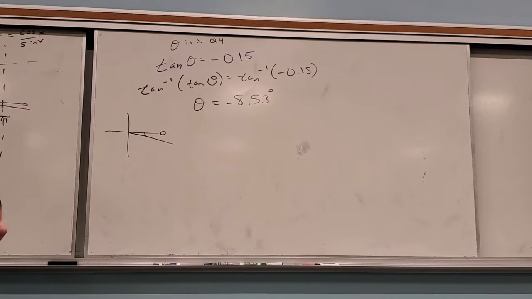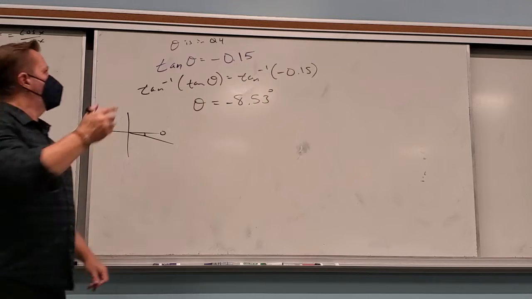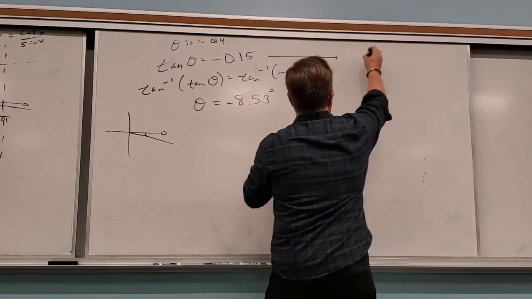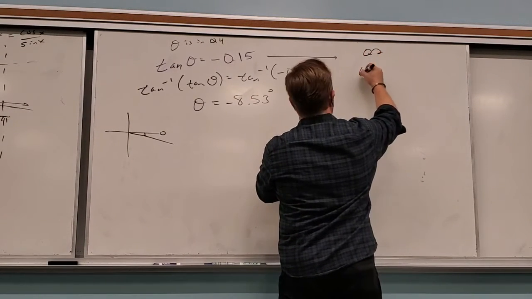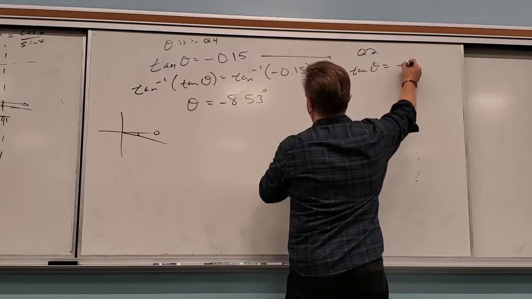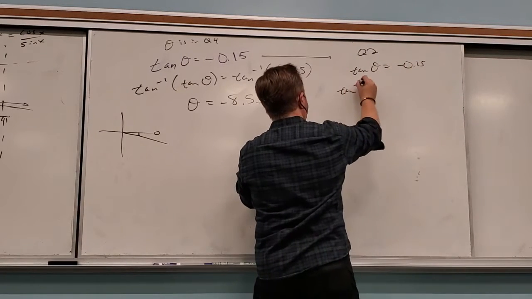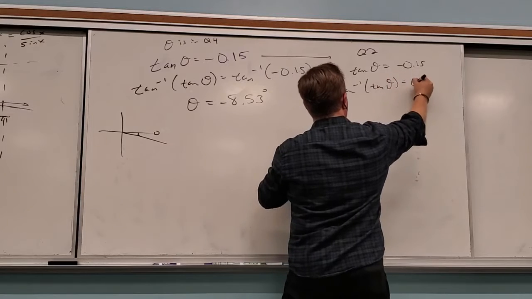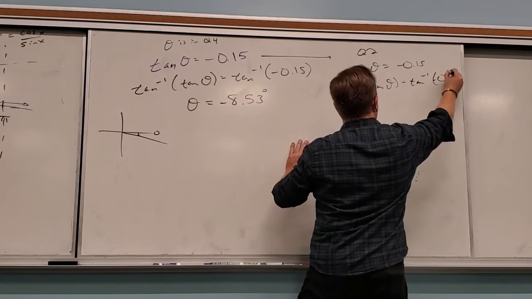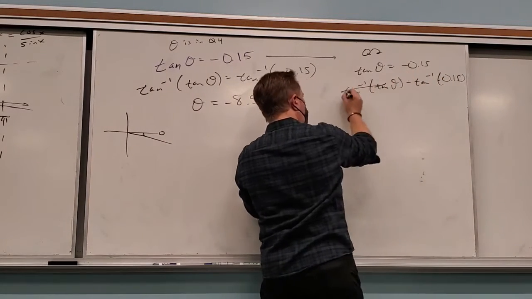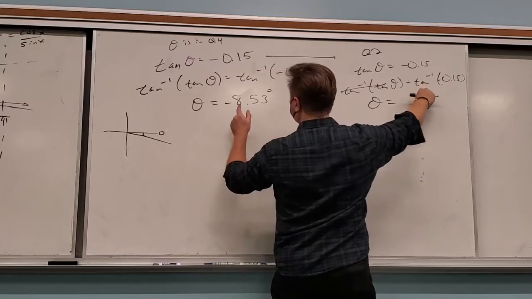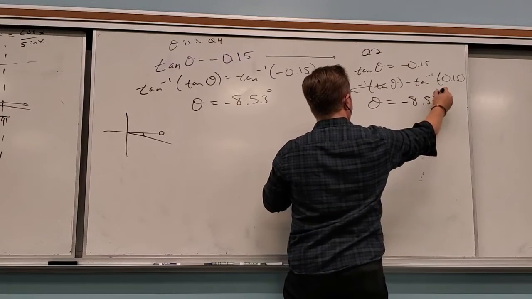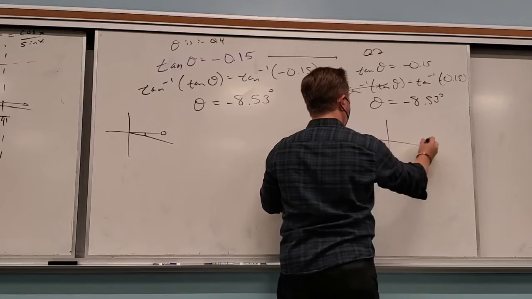Maybe. So I'm basically done. I just round it to whatever place the thing wants me to round to. What if I would have the exact same problem, but I say quadrant 2? I still take the inverse tangent. These kill each other. I still get negative 8.53. But is that in the second quadrant?